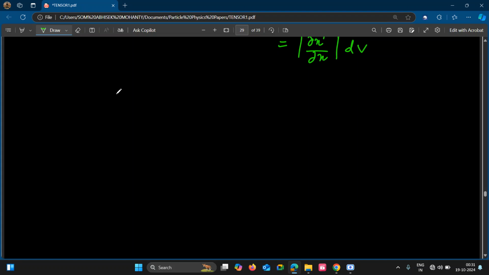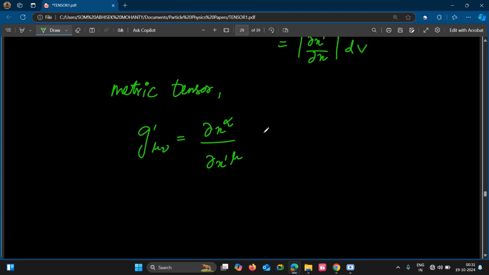I hope you remember the metric tensor. Metric tensor was what? g'_μν is equal to ∂x^α/∂x'^μ times ∂x^β/∂x'^ν times g_αβ. Okay, you see, with g_αβ the indices are contracted, so here we will get μν, because μν is downside here, so it will also be in the down part.